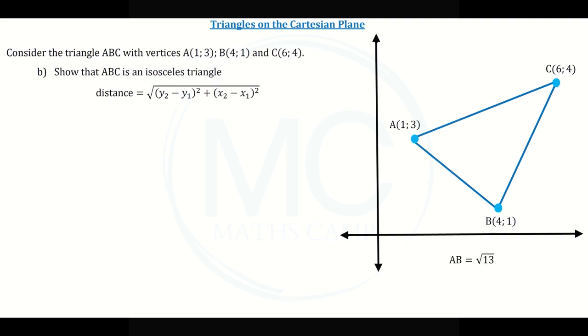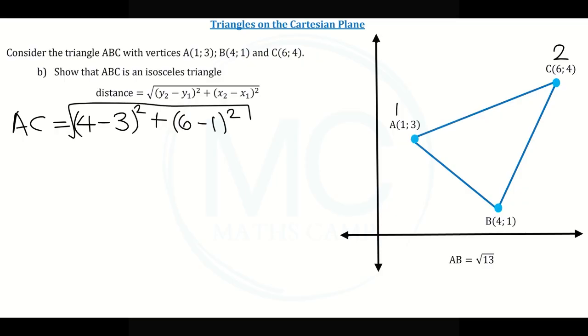Next, let's look at the length of AC. Let's say that A is our first point and C is our second. Now we can say the length of AC is equal to the y coordinate of C, which is 4, minus the y coordinate of A, 3, in a bracket, squared, plus the x coordinate of C, which is 6, put this in a bracket, minus the x-coordinate of A, which is 1. Close the bracket, squared, all under a square root.